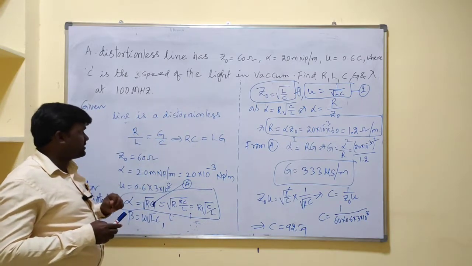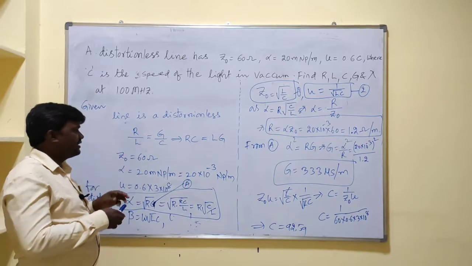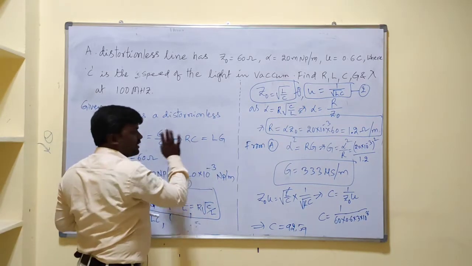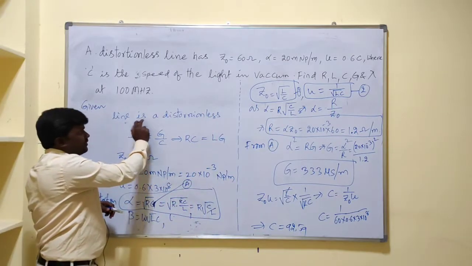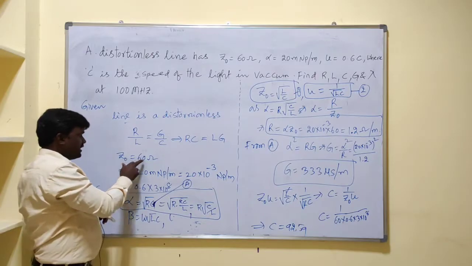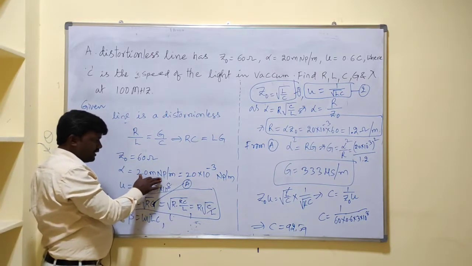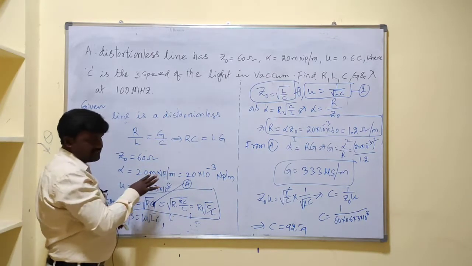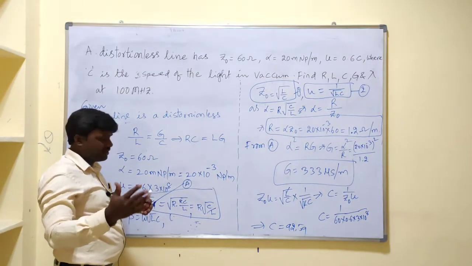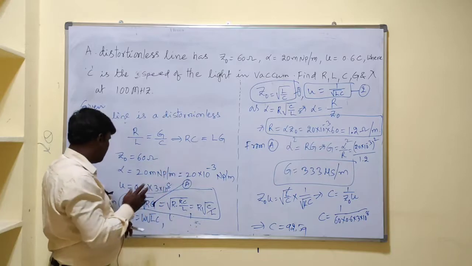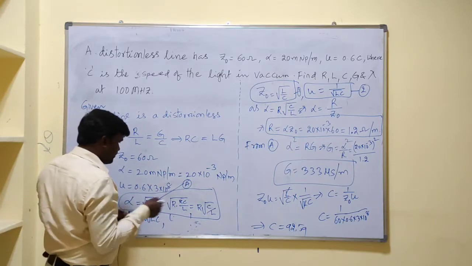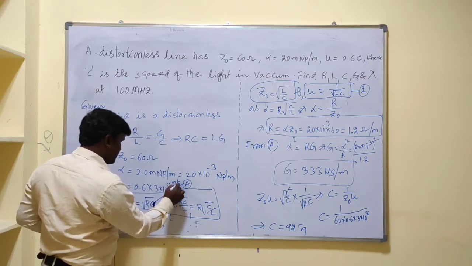Given line is a distortionless line. For the distortionless line, the condition is R by L equal to G by C. So that is RC equal to LG. This condition is given in the data as a distortionless line. Z naught equal to 60 ohms, alpha is 20 milli Napier per meter. As it is in Napier per meter, no need to go for the conversion. If it is in decibel per meter, we need to convert decibels into Napiers. Here u equal to 0.6 into c, that is 1.8 into 10 to the power 8 meters per second.